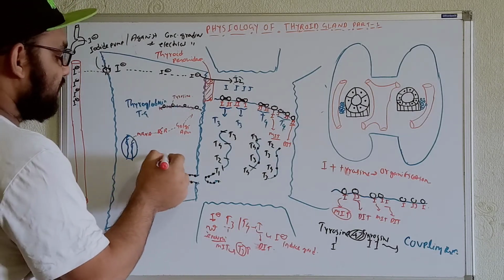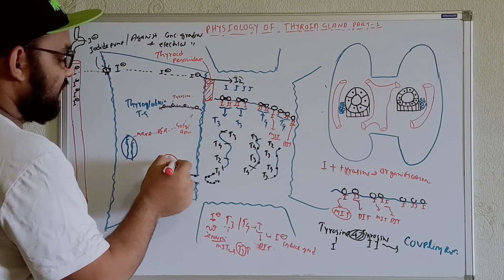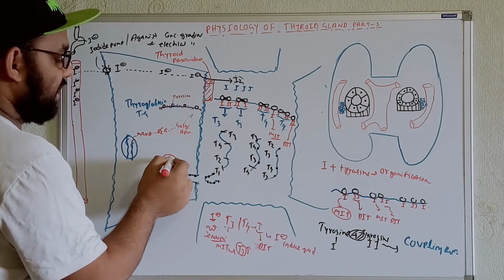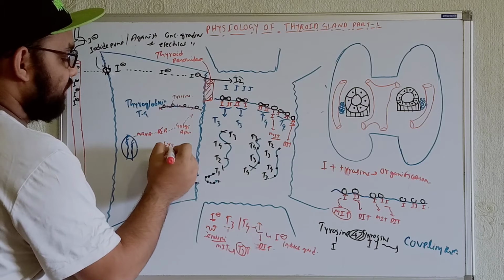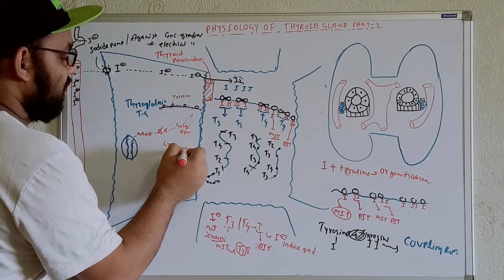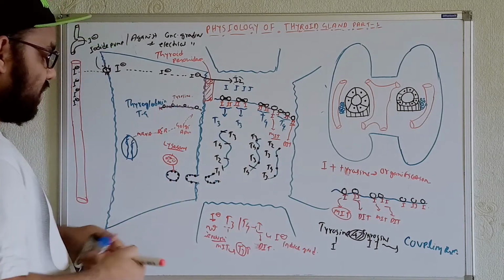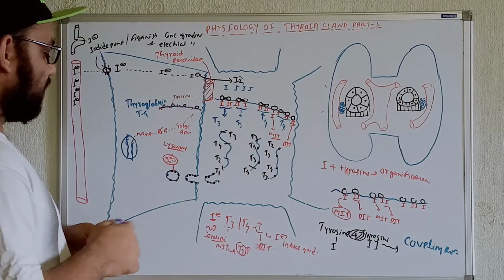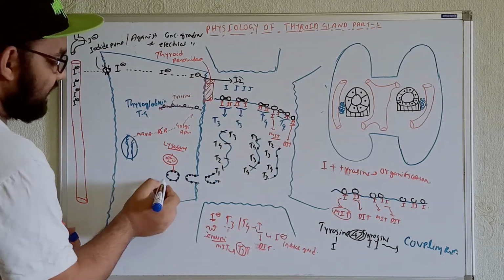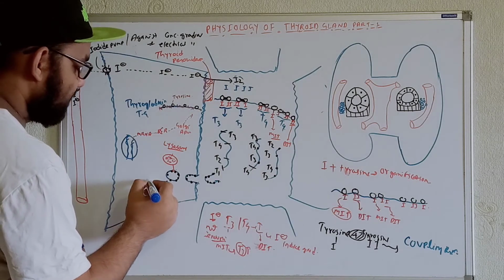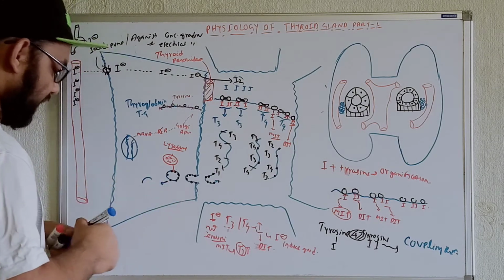Within the lysosome there are different kinds of proteolytic enzymes. The lysosome will come and get fused with the thyroglobulin molecules, with the thyroglobulin protein, and as a result, what structures will we see over here? Okay, let me see over here.